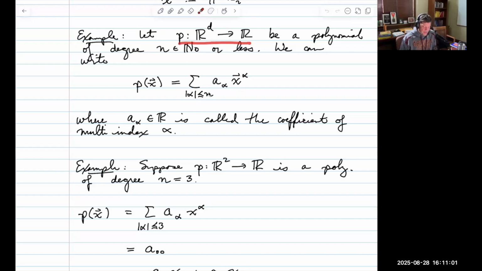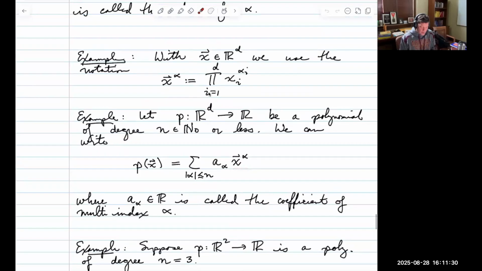I want you to consider this example, thinking about polynomials that map R^d into R. Normally this would be difficult to express, all of the terms for this polynomial, but using multi-index notation, it comes out very simply. For example, if we have a polynomial of degree n or less, then we can express it like this, where these are the coefficients. And this notation I defined above, x raised to a multi-index power, simply means that we take each component of the vector x and raise it to the associated power and then multiply all those terms together.